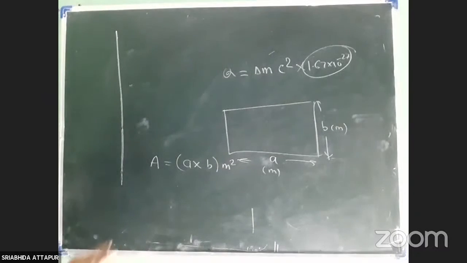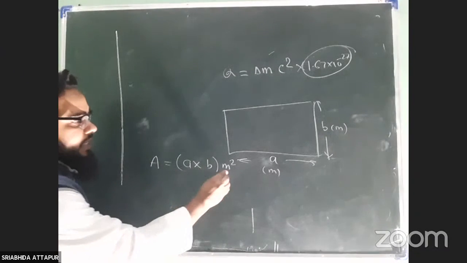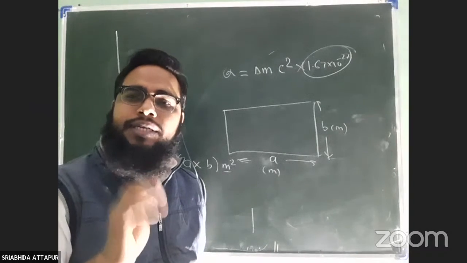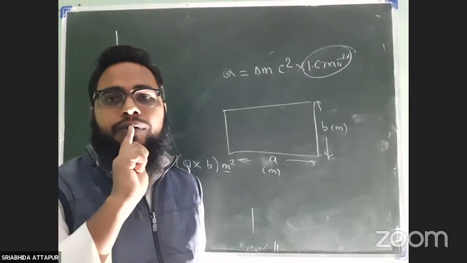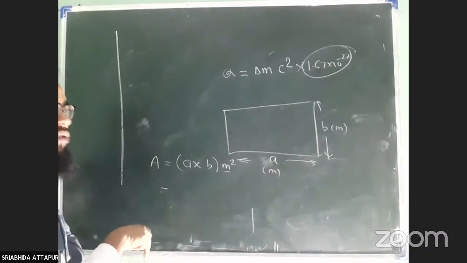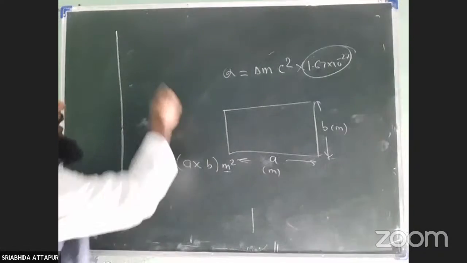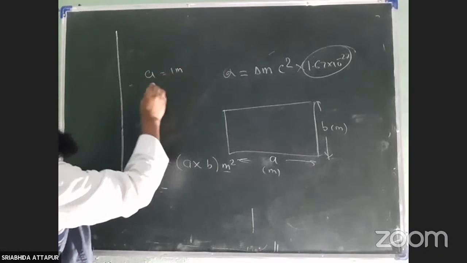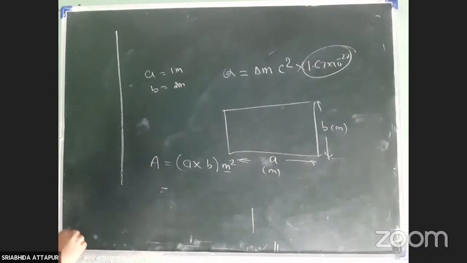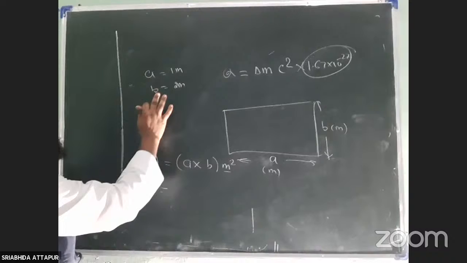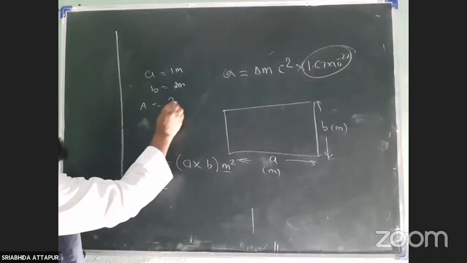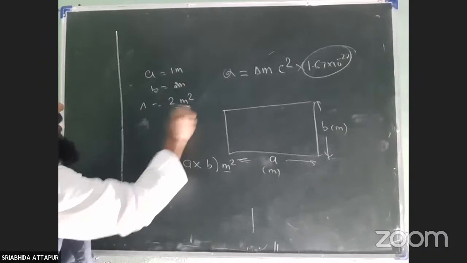Now listen everyone very carefully. A into B is meter square. But if I say I want A to be in centimeter, therefore A should be in centimeter. I know already A in meter. So suppose A equals 1 meter, B equals 2 meter. Please see very carefully. If I ask what is the area, you will say 2 meter square.